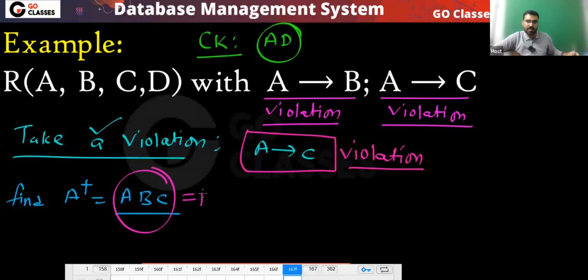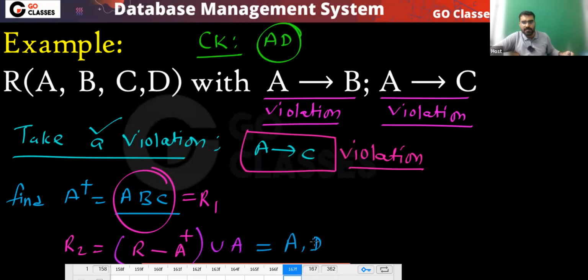So this ABC will become your R1. And what will your R2 become? R2 will be R minus A plus, but don't remove this A. So your R2 will be AD, and R1 will be A comma B comma C. Agree or not? Is this clear or not? So your R1 will be ABC and your R2 will be AD.